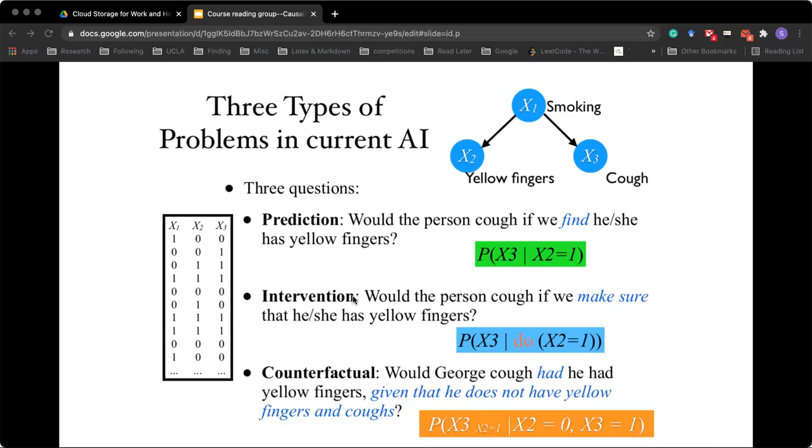Okay, yeah, that's the difference between intervention and the counterfactual. Professor Sun, do you think this explanation is clearer than our previous discussion? Yeah, I think it explains.